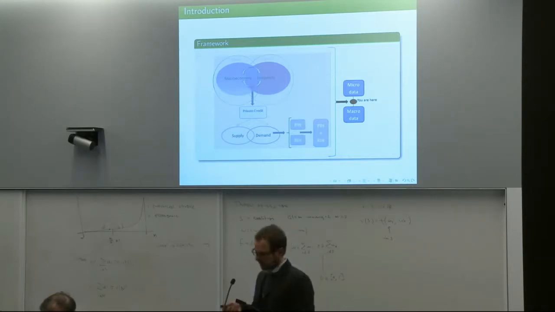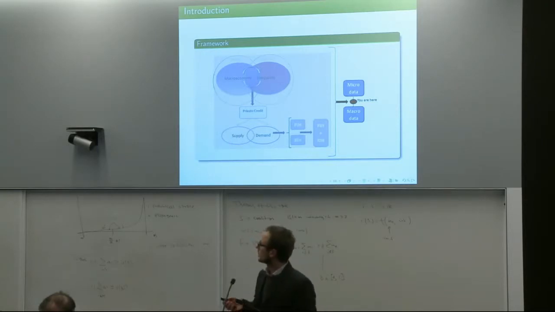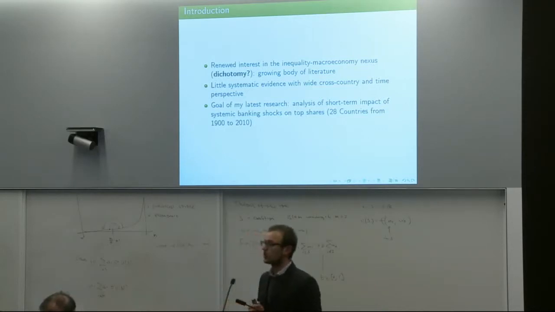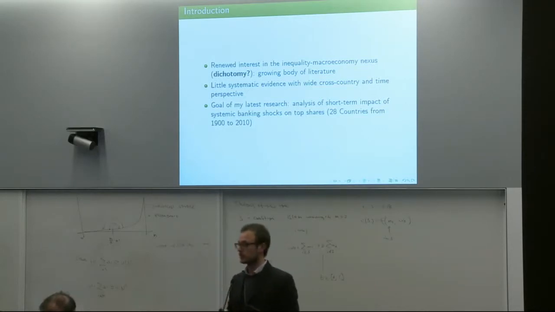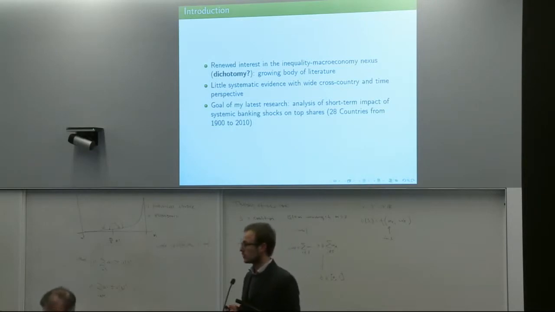So having had this little detour, now we'll step back to the initial step, which is trying to understand what are the major distributional implications of macroeconomic shocks. And I will do that by analyzing the way top income shares respond to major systemic banking crises over the course of 100 years in 28 different countries, representing a third of world GDP.